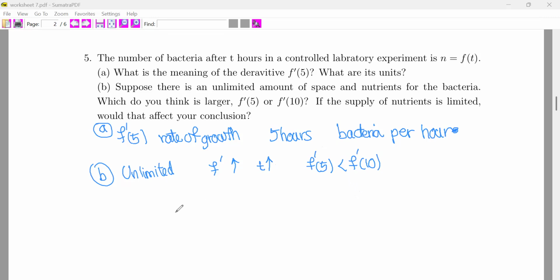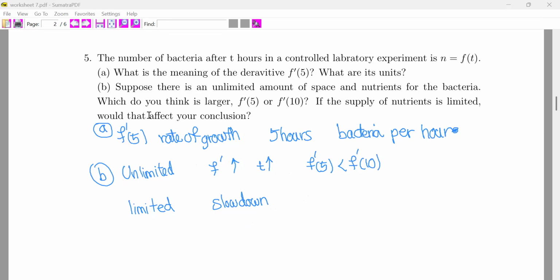But if the supply of nutrients is limited, the growth rate is going to slow down. So when it is limited, it will be slowing down at some points, and gradually it will be decreasing, and it is not going to be more than before. So maybe it is not increasing in this case.